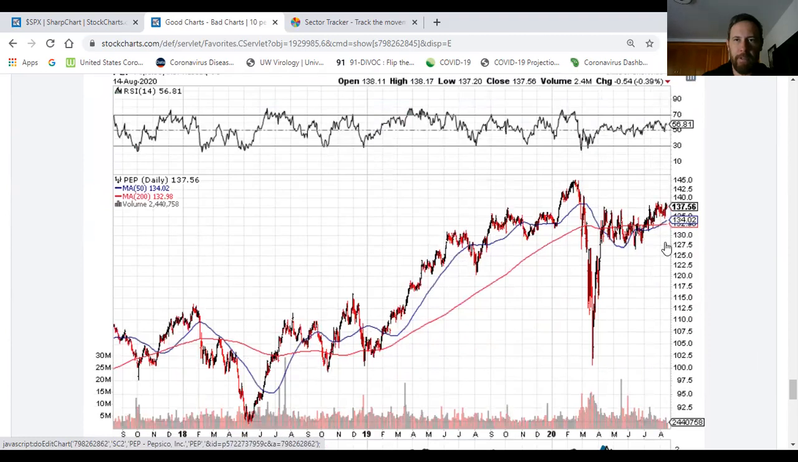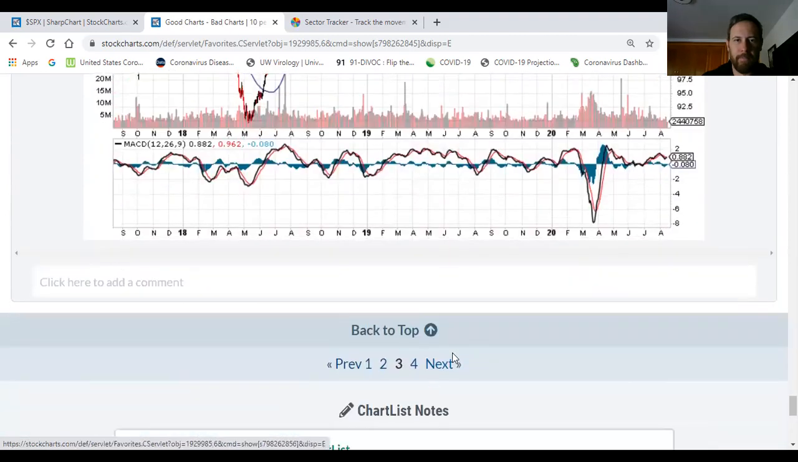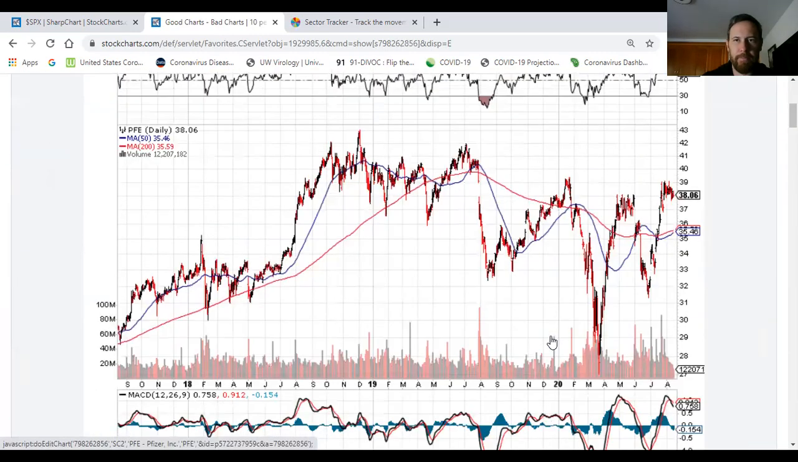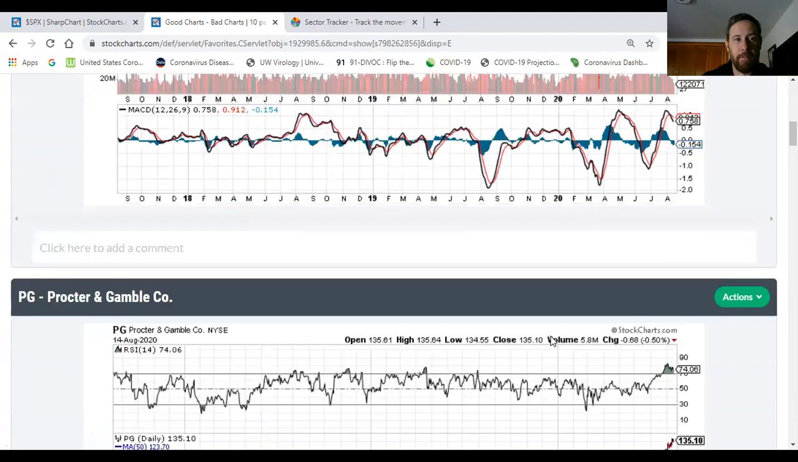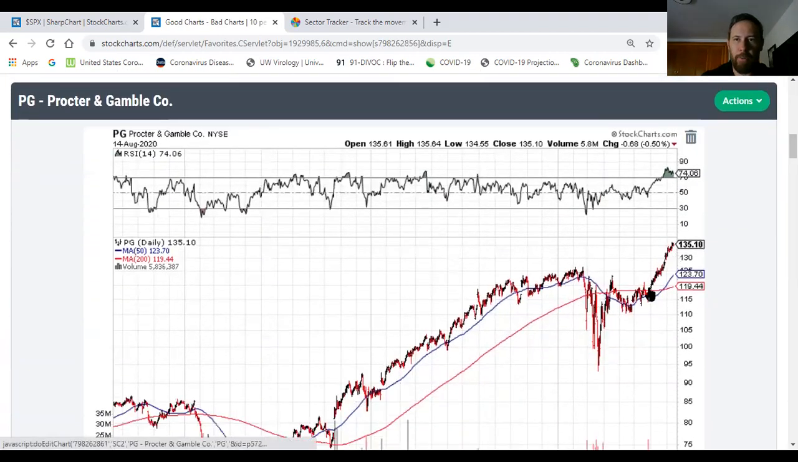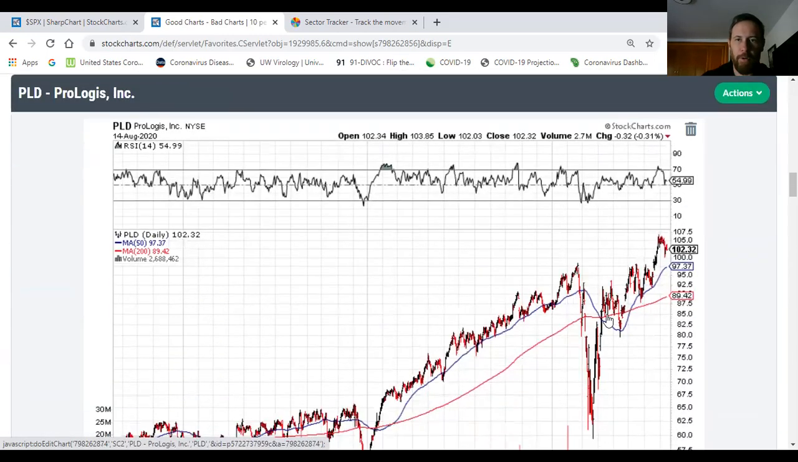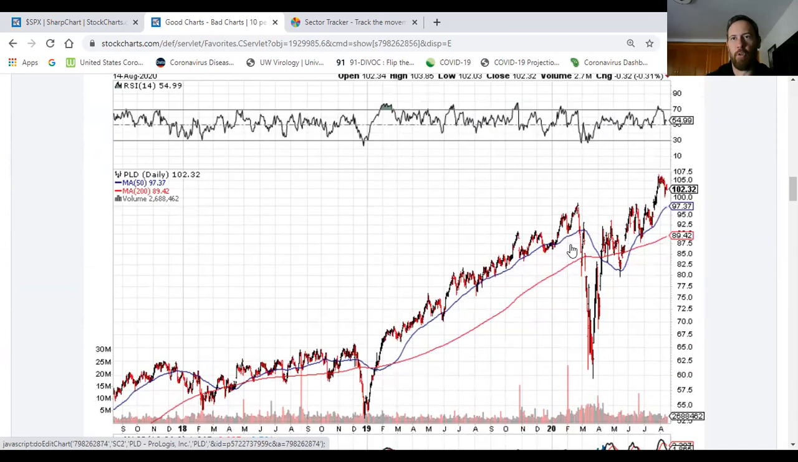Pepsi looking pretty good. Staples. Pfizer, not much of a chart there. Big dividend yield though. Procter & Gamble breaking out, again, household products. Prologis, this thing basically just tracks global commerce. As Europe and Japan and China are opening back up, this thing's going to start taking off. This is a real estate investment trust that owns logistics centers.